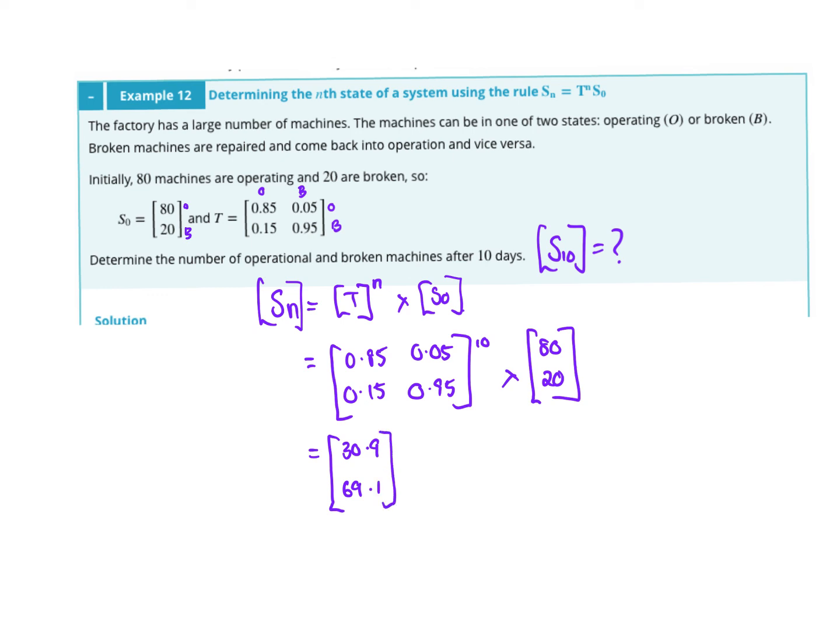But as I said, these are machines. You're not going to have a point of a machine, so we do like to round it. So I'm going to round that to 31 and that one remains at 69. And remember, because we didn't lose any machines, the total here is 100. So that totals 100, so that's good. So determine the number of operating and broken machines. Just because they've asked us, we need to make a statement. So we'll say operating equals 31 and broken equals 69.